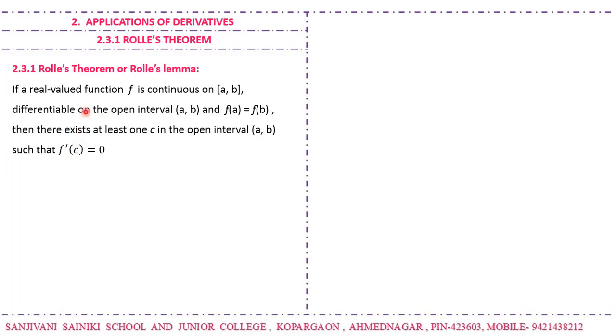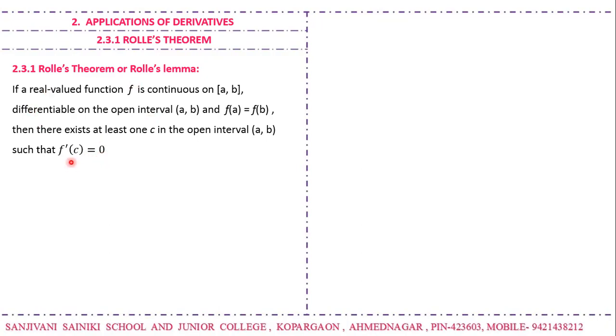If a real valued function f is continuous on the closed interval [a, b], differentiable on the open interval (a, b), and f of a is equal to f of b, then there exists at least one point c in the open interval (a, b) such that f dash at c is equal to 0. This is Rolle's theorem.